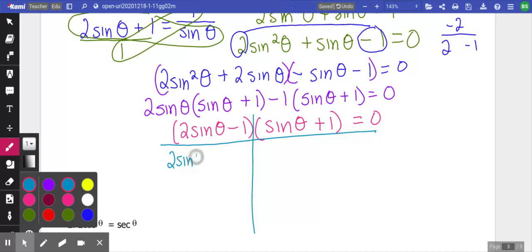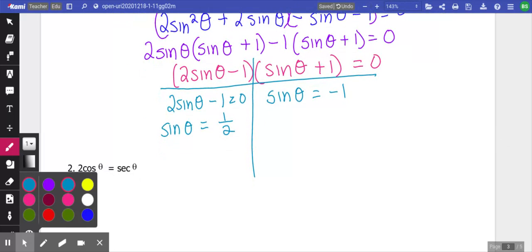Two sine theta minus 1 equals 0. Add 1 and divide by 2. You'll get that sine theta equals 1/2. Over here, we'll have that sine theta equals -1. Okay, and then you need to figure out the reference angles and then all of the angles between 0 and 360 where sine theta equals 1/2. So the reference angle for sine theta equals 1/2 is going to be 30 degrees.